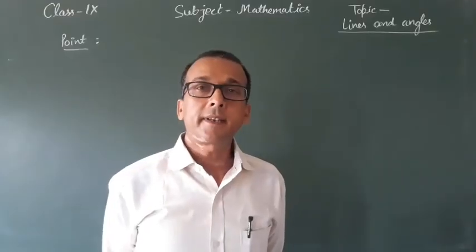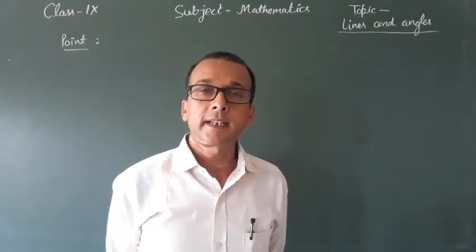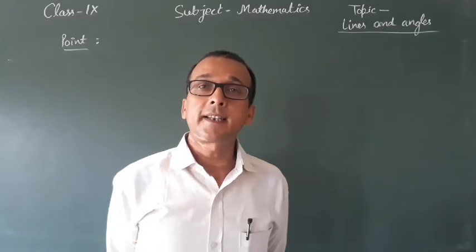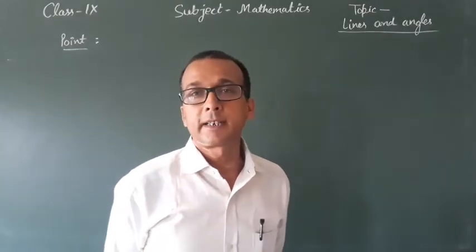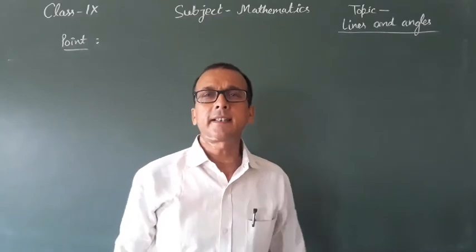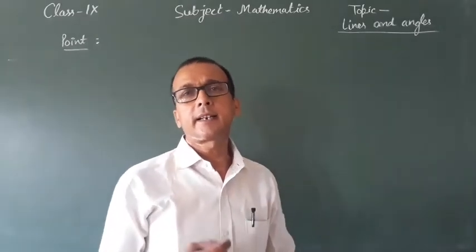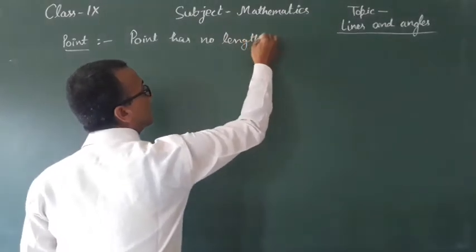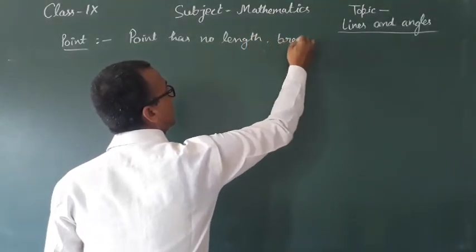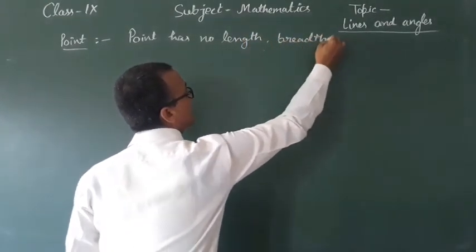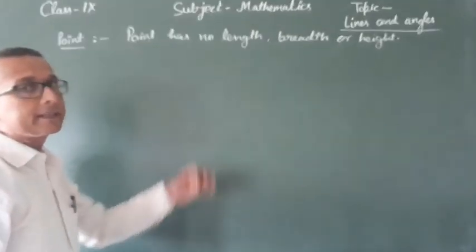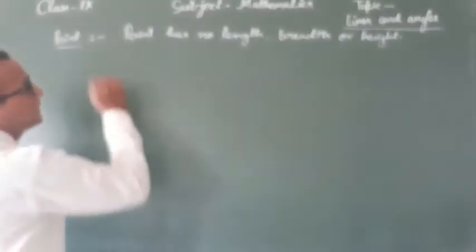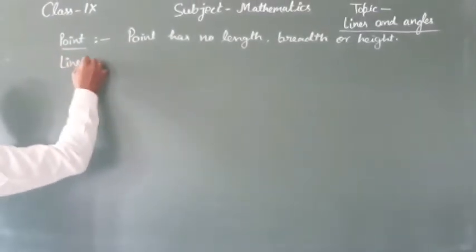It is defined by Euclid that a point is that which has no part. It means it has no length, height or breadth. A tip of a pen or pencil can be assumed as a point. Line segment.